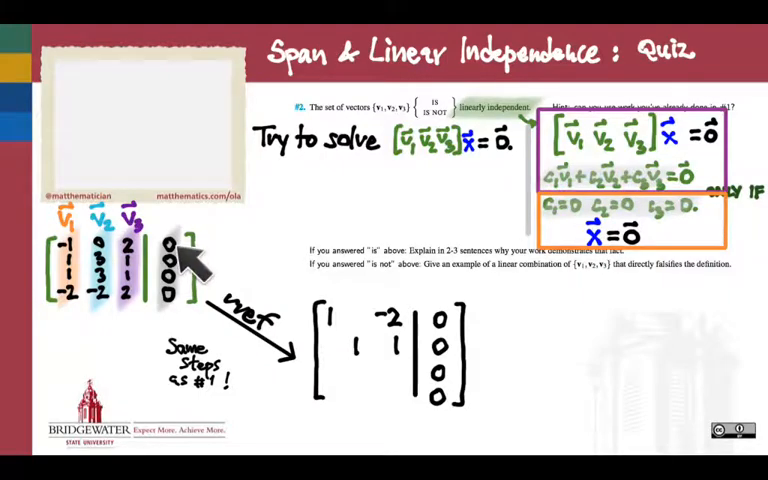Because if we start with the zero vector in any column of a matrix, it's going to remain the zero vector throughout all elementary row operations. So we know for sure the reduced row echelon form is going to look like this. So what do we gain?